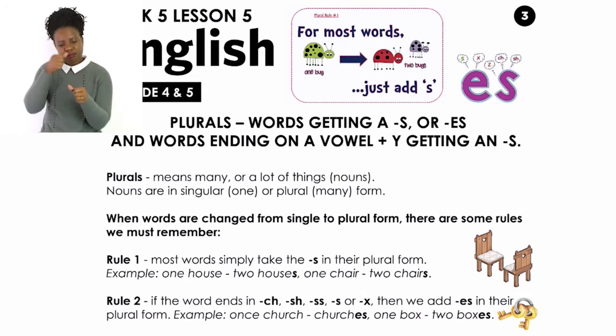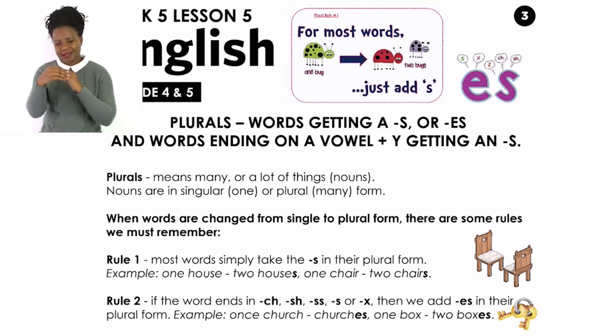Rule number one. Most words simply take the S in their plural forms. Most of them, if you look, they take an S. For example, one house, two or more houses. One chair, two chairs. If you look closely at these nouns, when they are pluralized, they are just added an S.